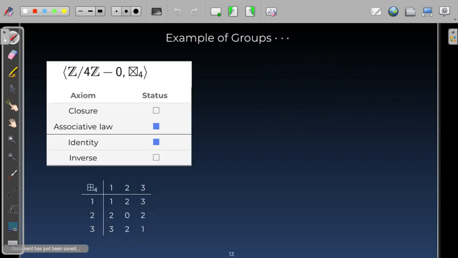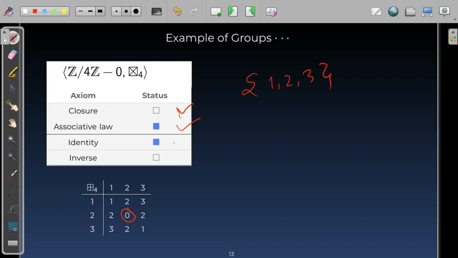Okay, here we have another group, but here we are taking modulo 4 multiplication, and this is not going to be a group. In the Cayley table you can see that you are getting 0 here, and 0 is certainly not an element of this group. Our group is non-zero when divided by 4. So we have 1, 2 and 3, and 0 is not an element of this group. So we are getting 0. So this is not closed under modulo 4 multiplication.